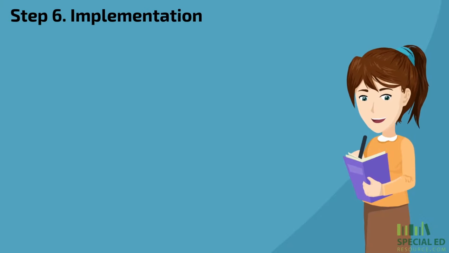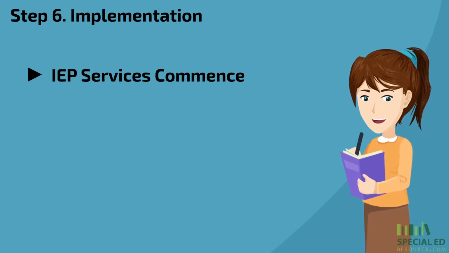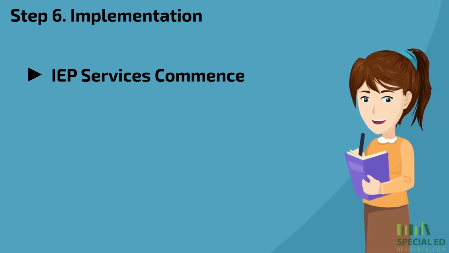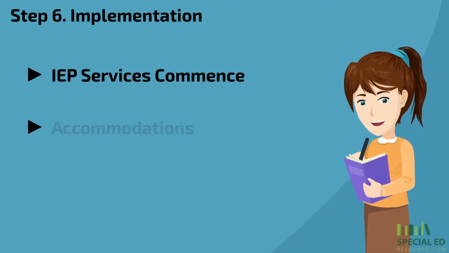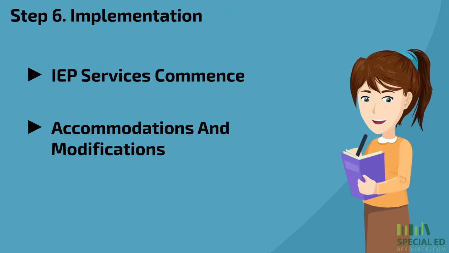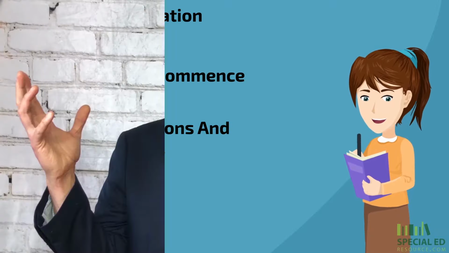Step number 6, implementation. Simply put, this is where the student's IEP and associated services commence. Also, from this point forward, the teachers at the school follow the accommodations and modifications outlined in the IEP. That completes the IEP development process.